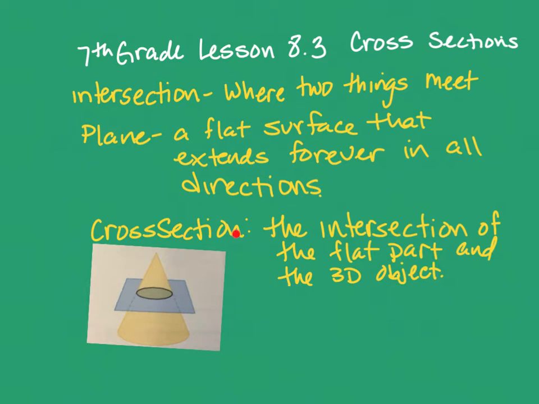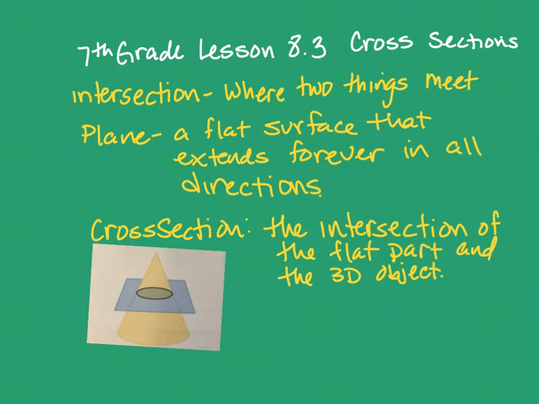And then the cross section, that's the intersection of the flat part where the plane is at and the 3-dimensional object, the cone. So like if I cut this plane right through here and then I lifted this part up and turned it toward me, the cross section would be this flat part right here, which would be in the shape of a circle.